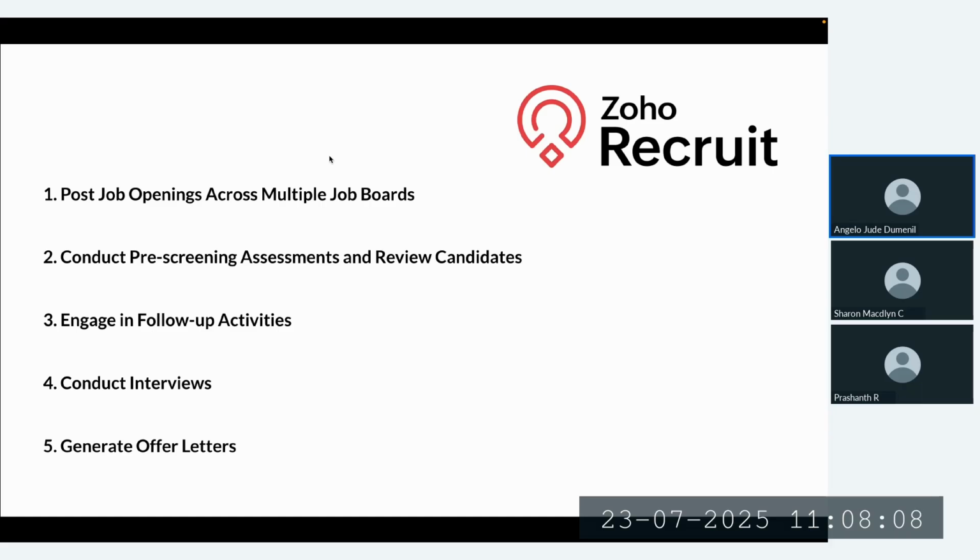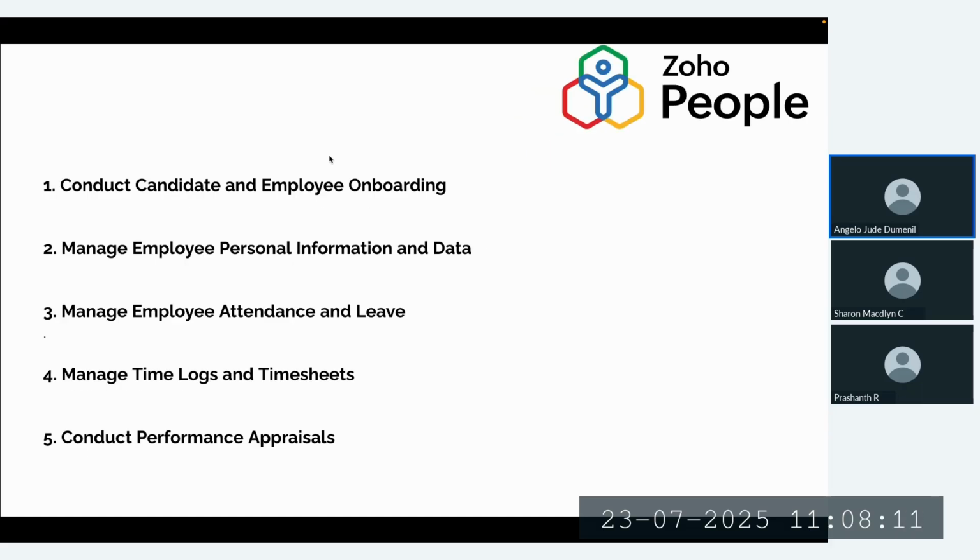Moving on to Zoho People. Zoho People is an employee management system where John used to store his employees' personal information and data. John used to conduct candidate and employee onboarding. The users in Zoho People were able to manage their attendance and leave, and also log time and create timesheets specific to their jobs. At the end of the year, John was also able to conduct performance appraisals. So these are a few key features available in Zoho People.